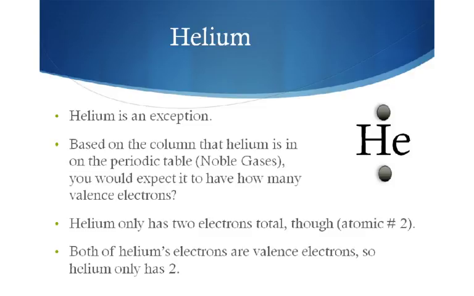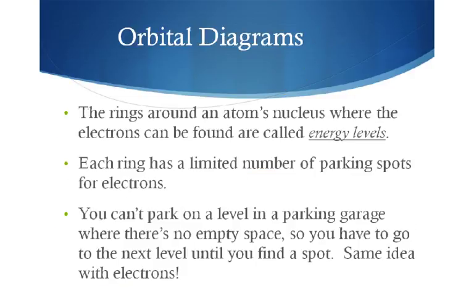Based on where it's at in the periodic table, you would expect it to have 8 valence electrons because it's a noble gas. However, when you only have 2 electrons total, you can't suddenly have 8 valence electrons. Both of helium's electrons are in the very first 1s orbital, which only holds 2, which means that helium only has 2 valence electrons. Orbital diagrams now.